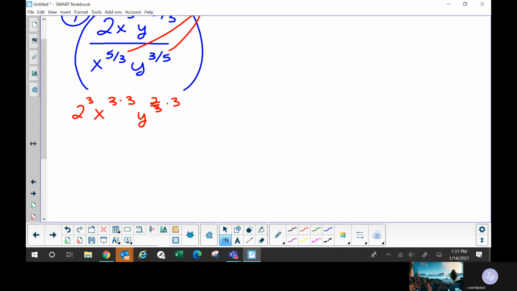Okay. On the bottom, we're going to multiply 5/3 times 3. Anthony, I'm showing a step where I show the multiplication. I'm going to do the multiplication on the next step. So then on the bottom, you have y to the 3/5, and then you're going to multiply 3/5 times 3. All right.